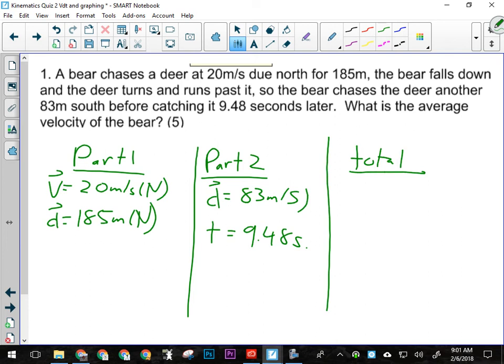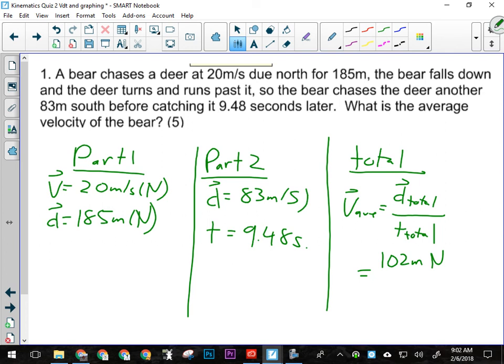If I want to get the average velocity of the bear, I need the total displacement and the total time. Right now I can get the total displacement because I know how far the bear went in both parts of this chase. He went 185 meters north and then came back 83 meters south. So the total displacement is 102 meters north. So I have the top part of that. What I don't have right now is the total time, so I've got to find the time for part one.